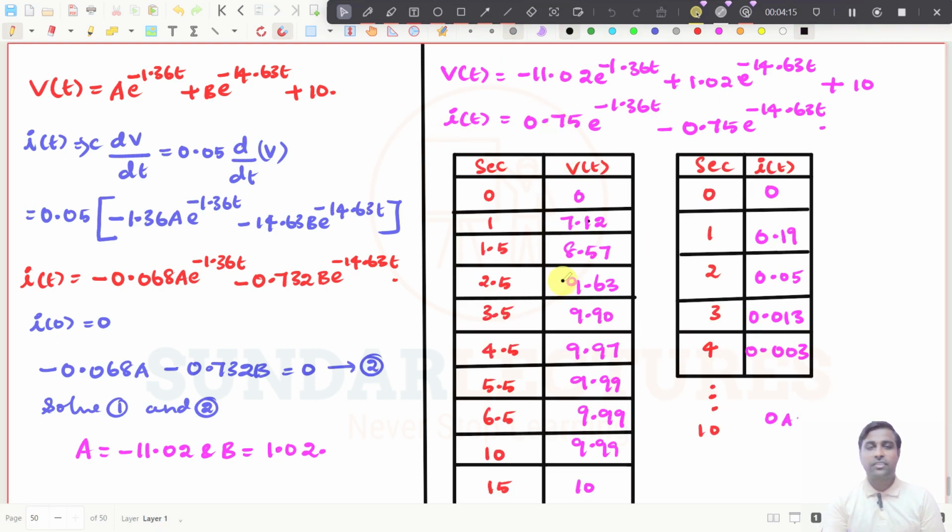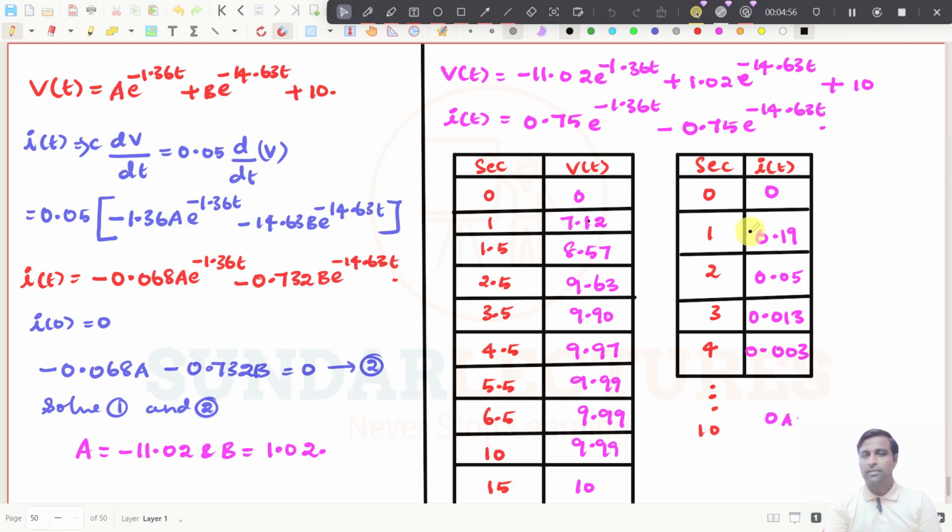And you just see, I've just drawn the diagram. It will take a long time, right? If I put all the values in the calculator, you get this expression, and instead of t, if you substitute 0, you will get 0, and then put 1, it will be 7.12, and you see this value is getting increased to 10 after 15 seconds. Maybe at 10 seconds it will be 9.99 volts, and at 15 or 16 seconds it becomes 10 volts, right? And then if you are substituting the values for current, this will be 0 at t equal to 0, right? At 1 it is 0.75 minus 0.75, it gets to 0.